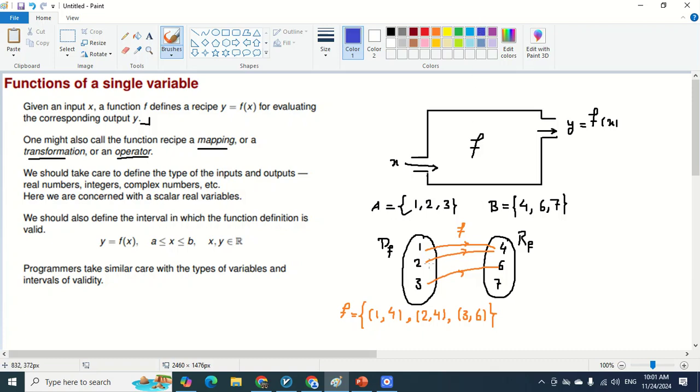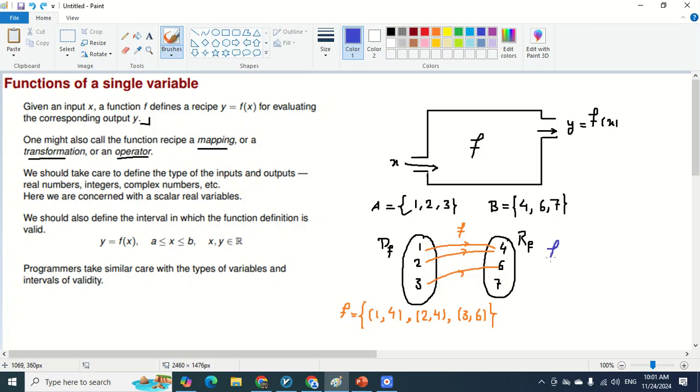If for one value like 2 we have two outputs, meaning that 2 is mapping to 4 and 6 simultaneously, then this cannot be determined a function. So it's not going to be a function, because for instance we cannot determine the value of f of 2.